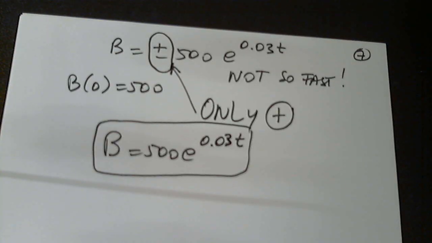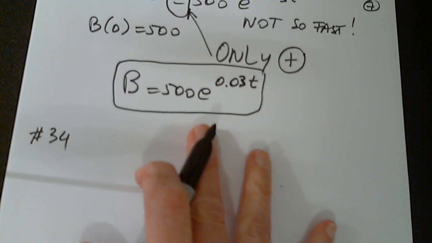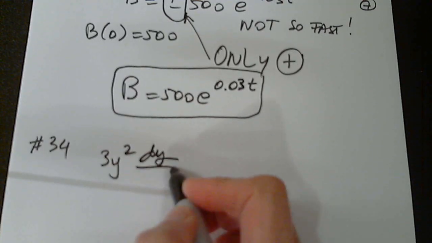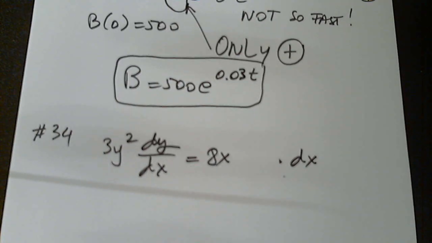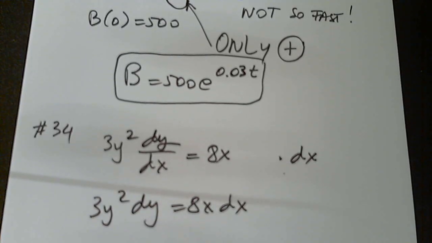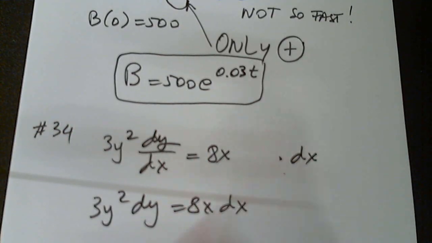Can we try 34? Yes, please. 34. So 3y squared dy over dx equals 8x. Very good pick, thank you. Good. We have to separate the variables. Of course, first thing that I have to do is multiply by dx. So 3y squared dy equals 8x dx. Are they separated? Yes, they are. Y alone on one side, x alone on the other. So now we are ready.